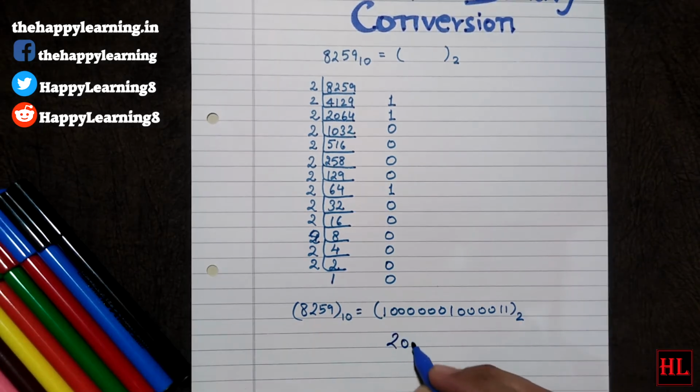Now let's see if you can find out the binary equivalent of the decimal number 2087. Write down your answers in the comment section below.